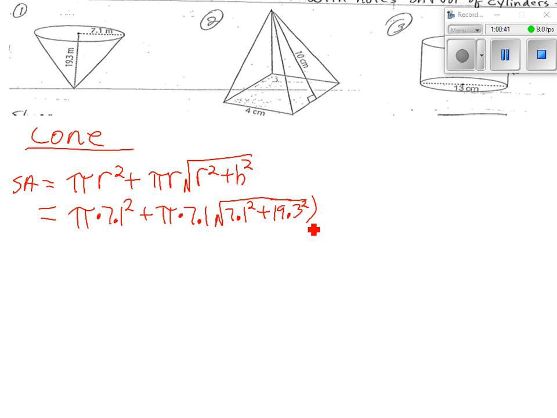Then we're just going to work backwards through the rest of this. So you got that answer on your calculator, right? Ethan, do it. We're going to wait on Ethan to do it. I'm going to do it one more time. Square root, 7.1 squared plus 19.3 squared, close the parenthesis. Maybe you don't need to close the parenthesis on yours. Some calculators do, some don't.